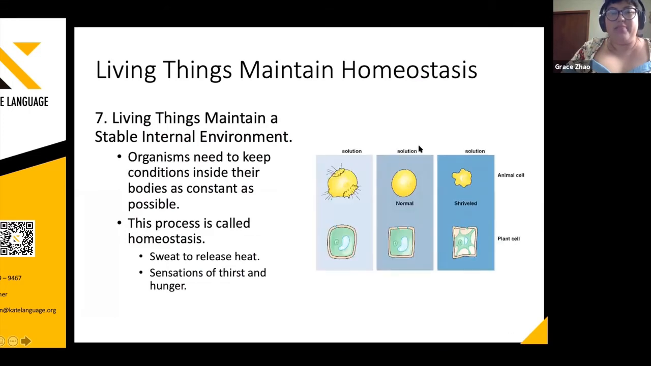All right, number 7. All living things maintain homeostasis. Homeostasis is essentially the fancy word for how I keep myself stable. Every living thing has to maintain a stable internal environment. We have a perfect set of conditions that we must meet, or else. And I really do mean that, or else.